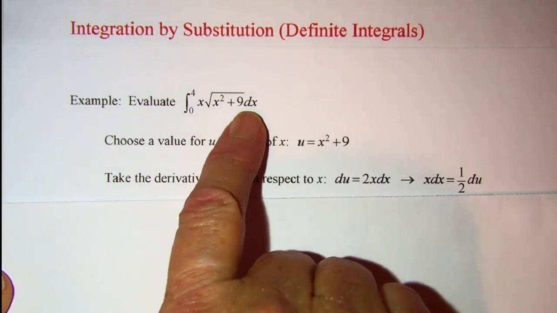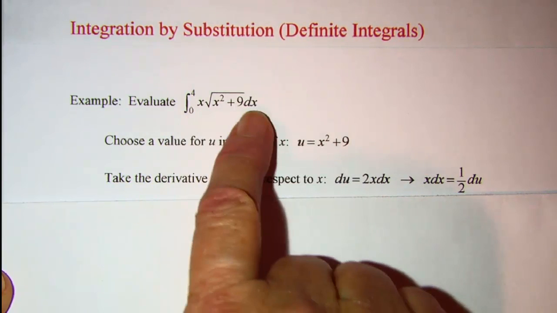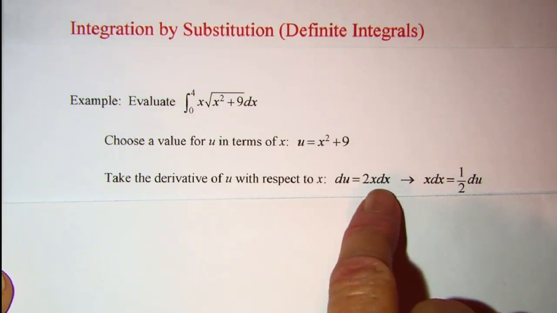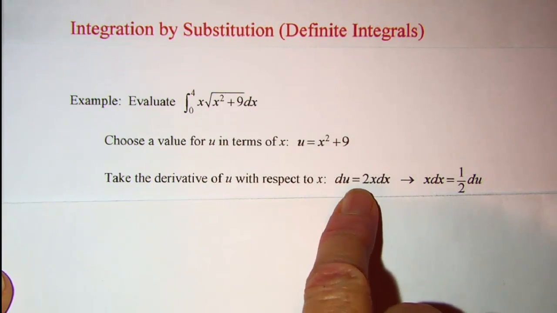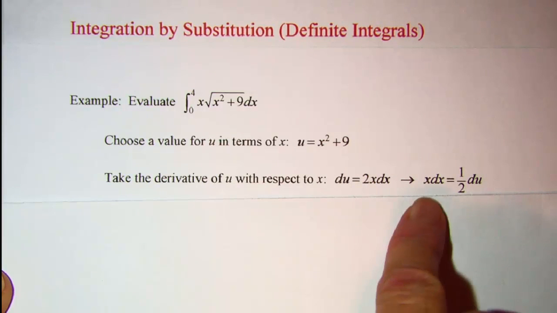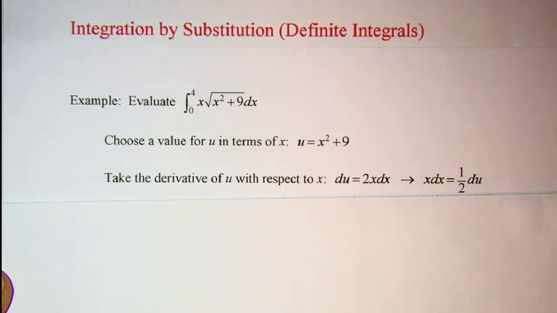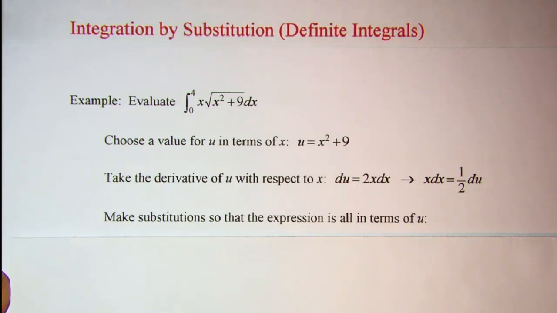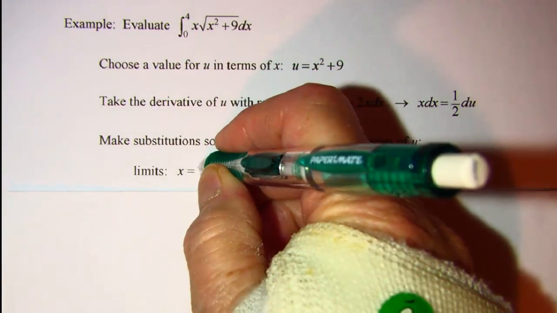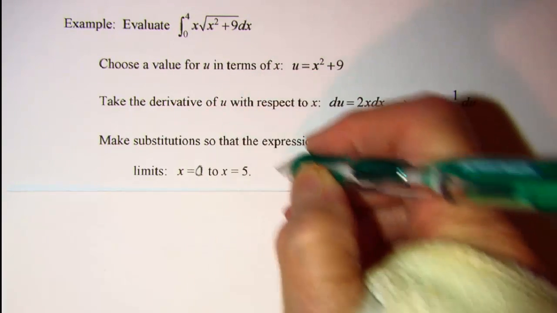But our problem only has an x and a dx. So we need to divide both sides of this equation by 2, and we get x dx is equal to 1/2 du. Then we're going to make substitutions so that the expression is all in terms of u. From 0 to 4.